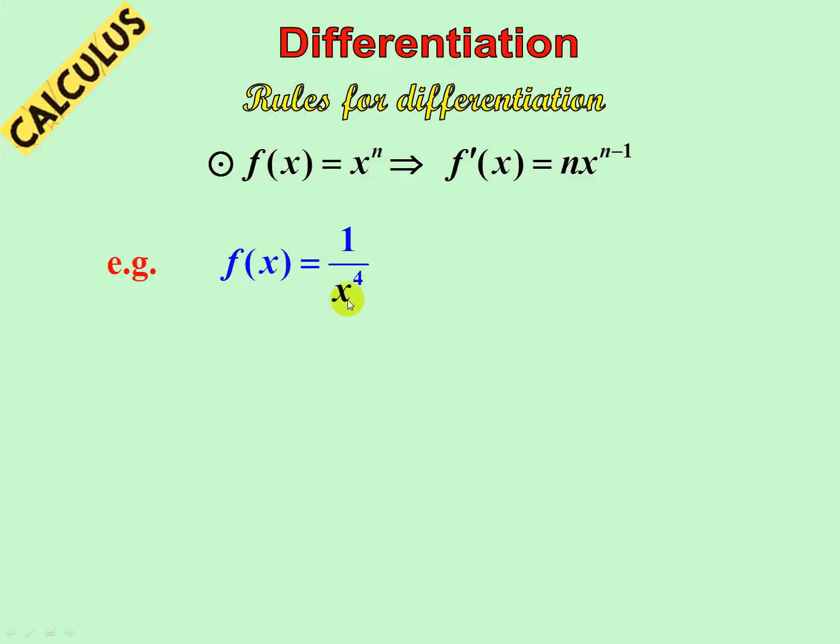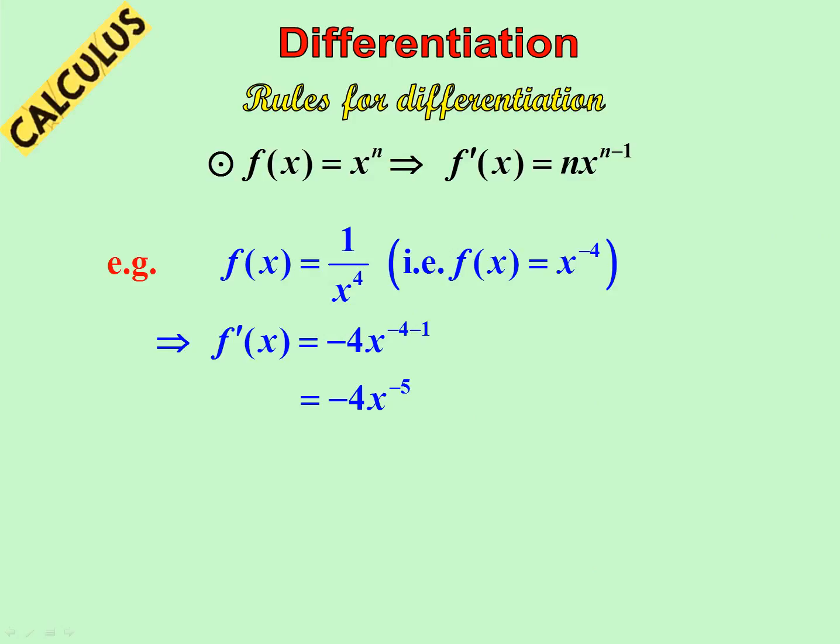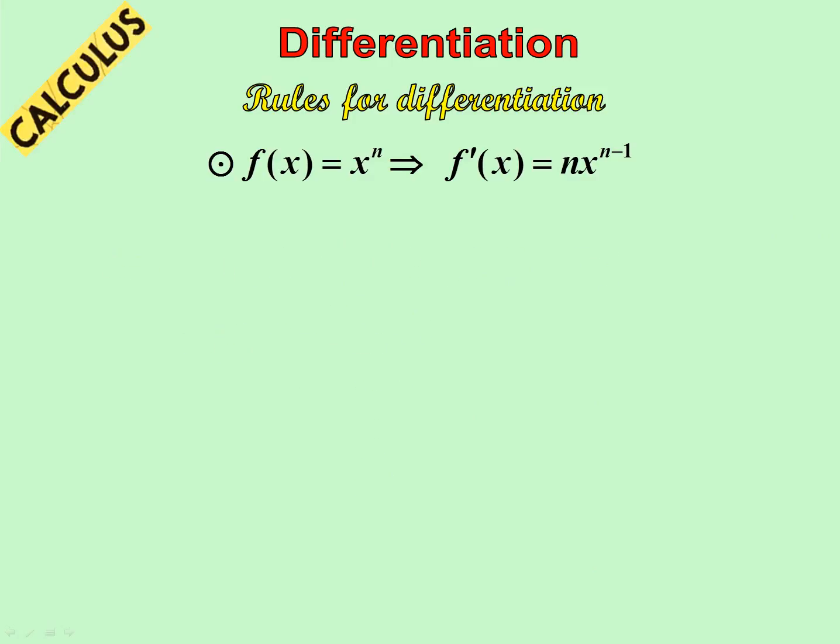We cannot differentiate with it there. We must write it above, x to the minus 4. Now we apply the pattern: negative 4x to the negative 4 minus 1. Positive exponent. Square root of x as an exponent: we cannot differentiate that as it stands. x to the half. Now we can do it.